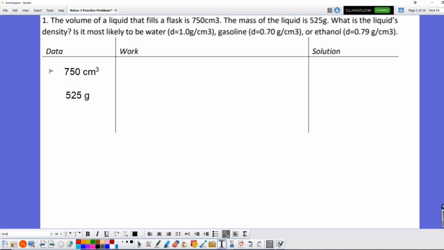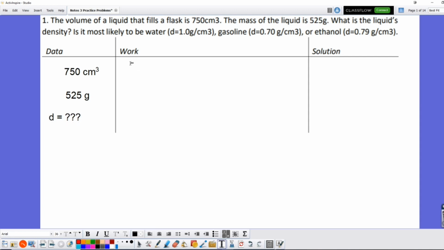So now, once I've written down all of my numbers, I want to figure out what the question is asking for. So I look at the question and I say, what is the liquid's density? So the other thing we're going to write is density is equal to, well, we don't know yet, but we at least know what we're looking for.